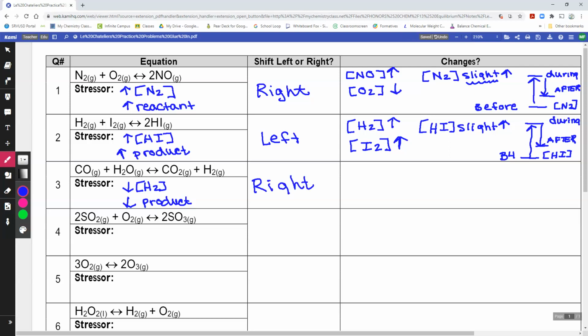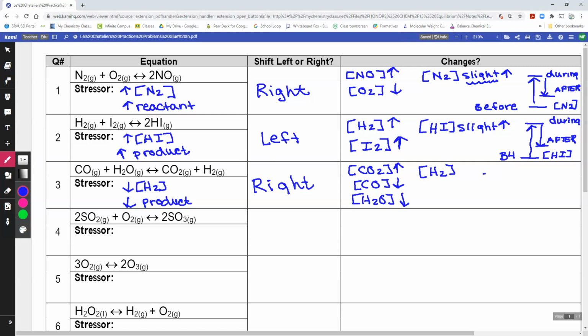So let's look at how things change. Well, if I'm shifting to the right, my concentration of carbon dioxide is going to go up because I'm making more of it. My concentration of carbon monoxide, as I proceed to the right, I'm using up everything on this side, so this is going to decrease. Same with the concentration of that water vapor. It's going to decrease.